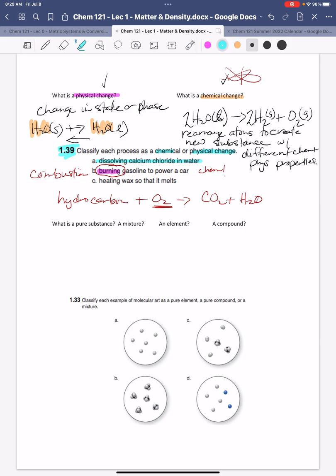The key word here is melting, heating wax so that it melts. Basically, you're taking wax in the solid phase and making it into the liquid phase. And basically, we're not changing anything about it. This is definitely a physical change.